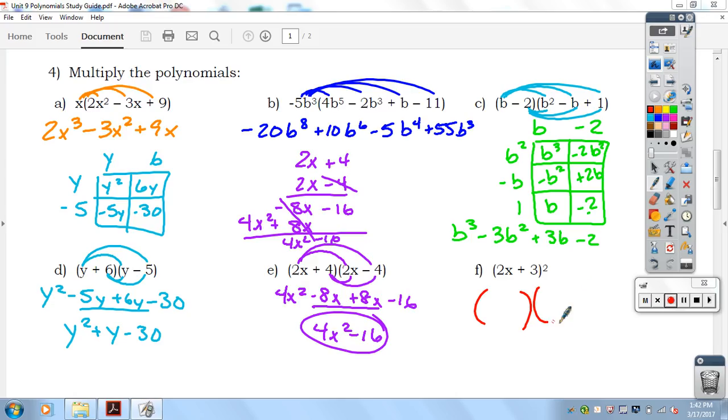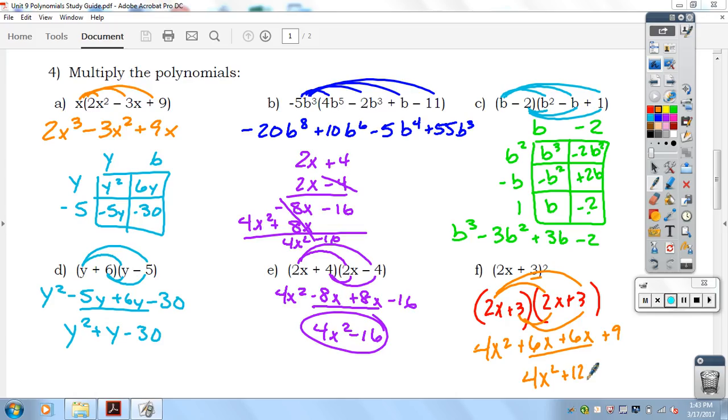You need to write out that it is 2 terms, 2x plus 3 times 2x plus 3. And now there's a binomial, you should realize that it is a whoosh, whoosh. 2x times 2x is 4x squared. 2x times 3 is plus 6x. 3 times 2x is plus 6x again. 3 times 3 is plus 9. Like terms in the middle. 4x squared plus 12x plus 9, which is certainly not the same thing as if you just quote-unquote distributed.